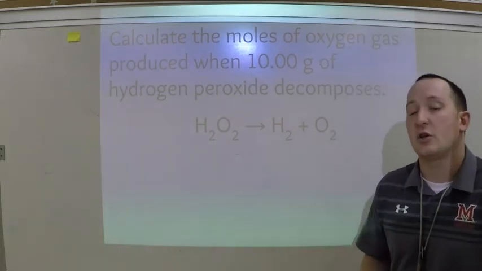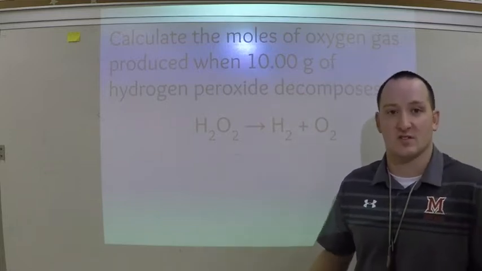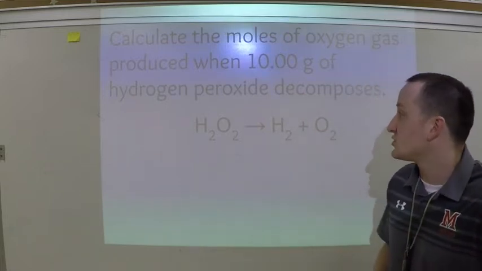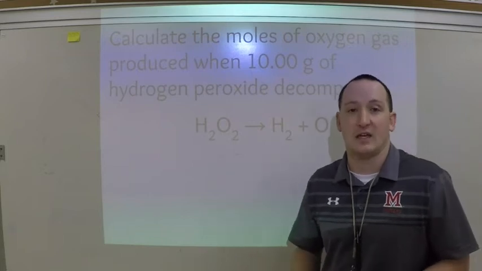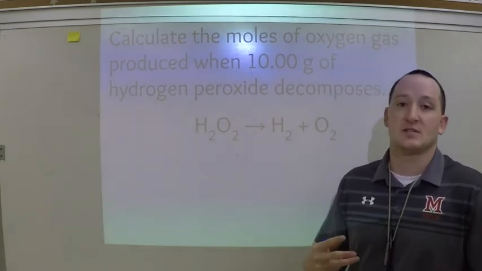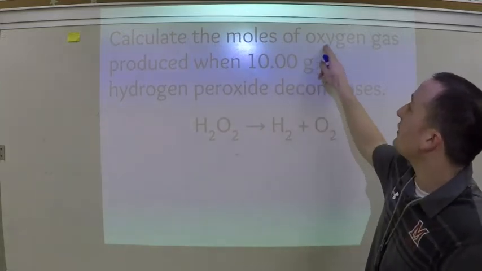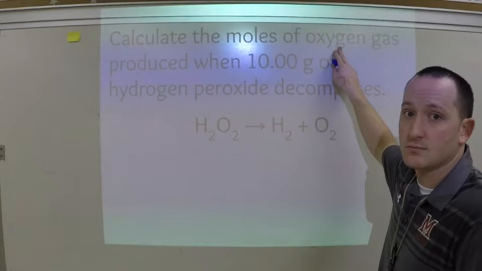The next thing you're going to do is identify your given and your asked-for, or desired, substances. I'm going to label those A and B. A is the substance we're given, B is the substance that we're trying to find. So we go back to our problem and it says, calculate the moles of oxygen. That's what we're looking for.